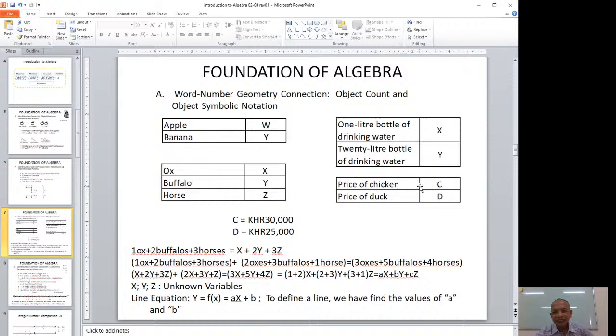Price of chicken, C. Price of duck, D. C is from chicken, duck D. So for example, we have price of chicken 30,000 Khmer riel. Duck 25,000 Khmer riel.